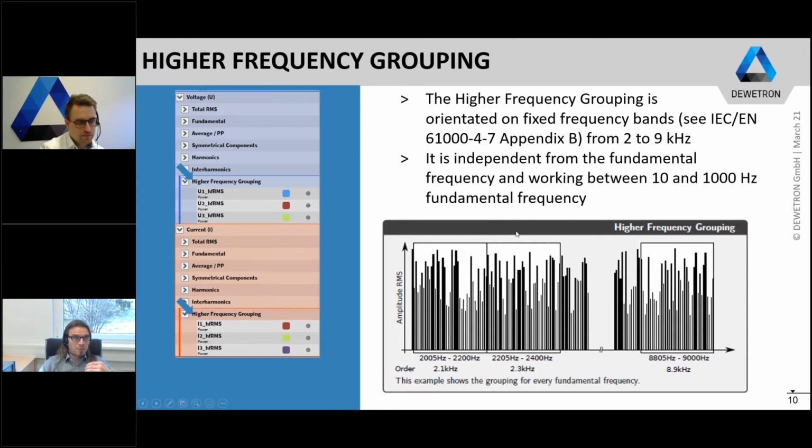And sorry, one more thing I have to add, nearly forgot it. The calculation is automatically done when the harmonics are enabled, and the calculation is automatically done also when the fundamental frequency is within 10 Hertz to 1000 Hertz. When the fundamental frequency of your system is outside of these boundaries, the calculation is automatically deactivated.